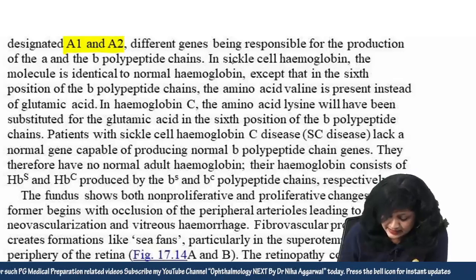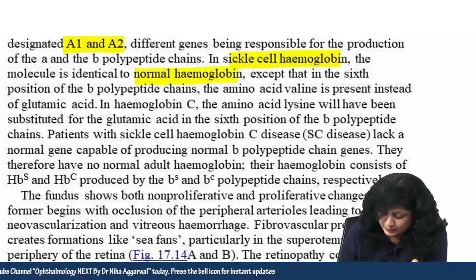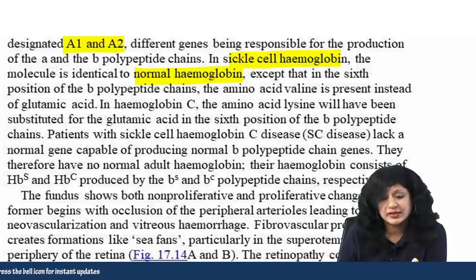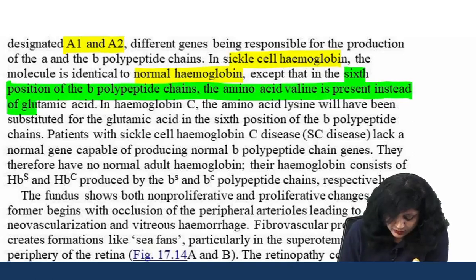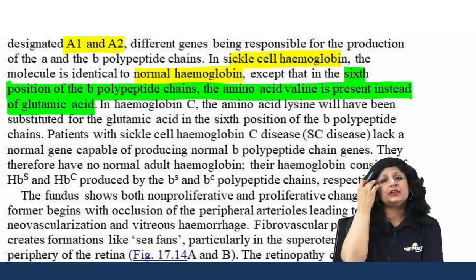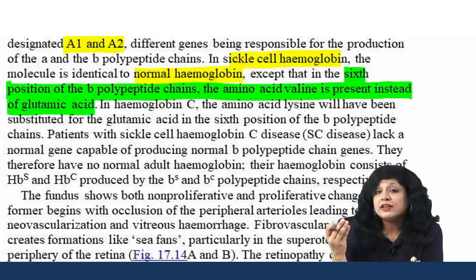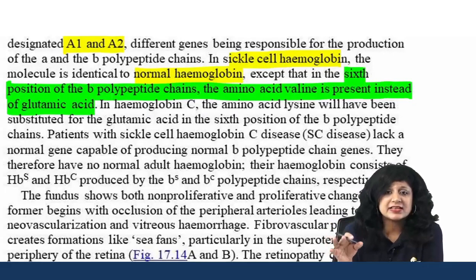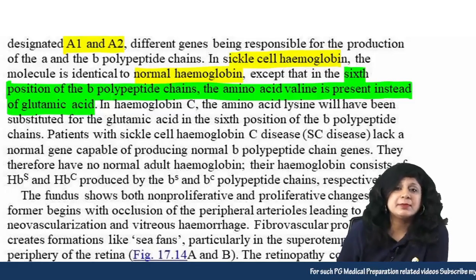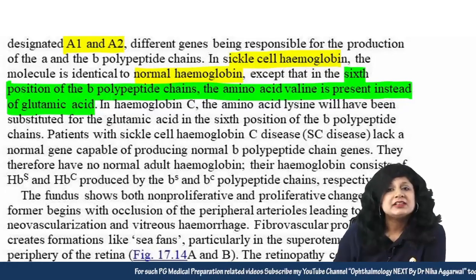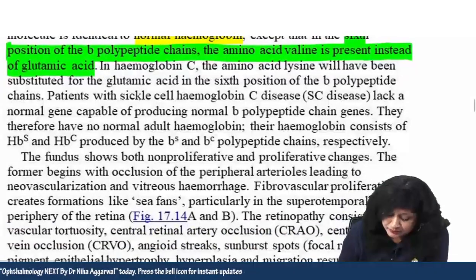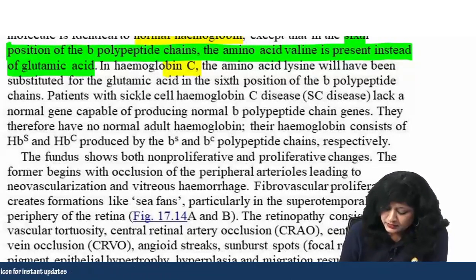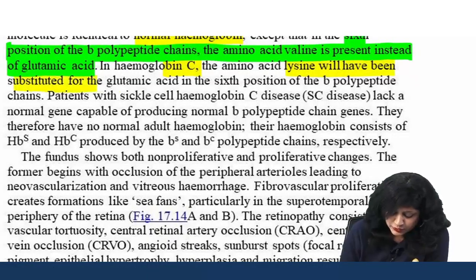Now in sickle cell hemoglobin, the molecule is identical to normal hemoglobin, except, what is the pathogenesis? You must be knowing this. Yes, in the 6th position of the beta polypeptide chain, the amino acid valine is present instead of glutamic acid. And this is actually the beauty of a good textbook. This is Parsons. They may not have the obligation of explaining what is going on in sickle cell anemia, but they have even explained it. If you are reading these kinds of books, it becomes easy for you to integrate the retinopathy along with the pathogenesis. Now if I talk about hemoglobin C, the amino acid lysine is substituted for glutamic acid in the 6th position of the beta polypeptide chains.